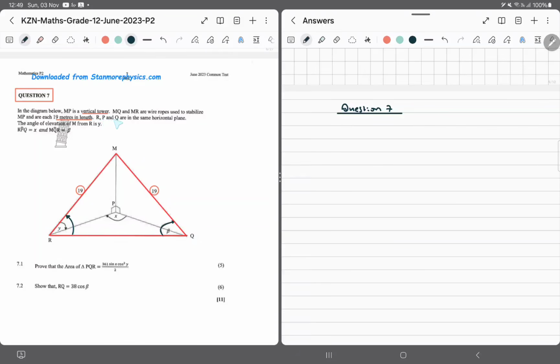Nice. R, P and Q are in the same horizontal plane. Okay, I like this when it is shaded like that so that we can see without being confused. All right, so nice. It says now the angle of elevation of M from R is y, so it's indicated. And we're told here that RPQ, it's already indicated, is x, and MQR is beta. So that's easy. So we know that this is also going to be beta as well.